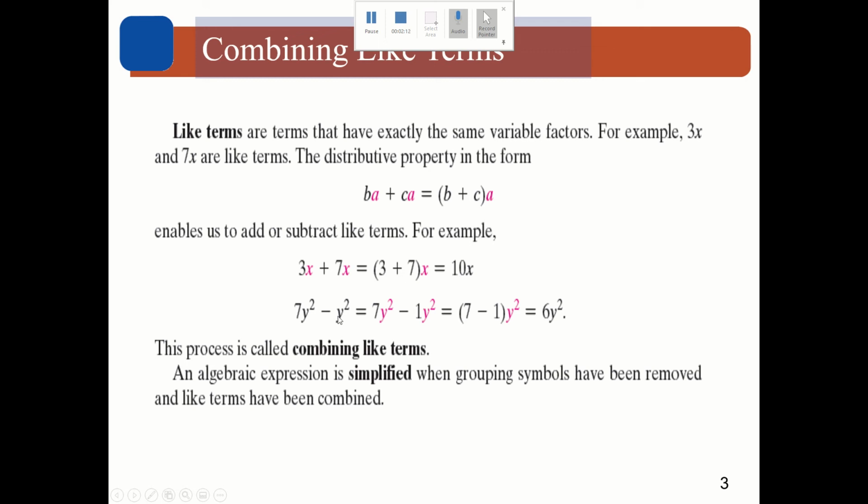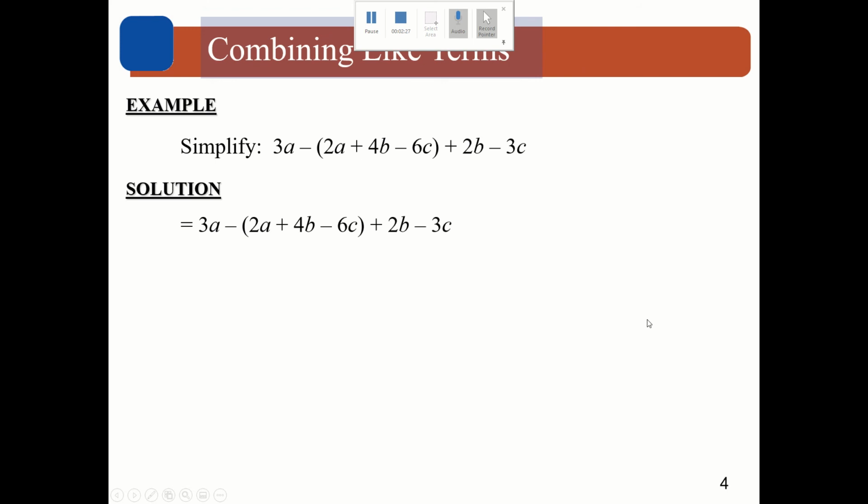Similarly, if we had 7y squared minus 1y squared, if we look at these two terms, they have the exact same variable, and the variable has the exact same exponent, so that means you can add or subtract them, such as 7 minus 1 equals 6y squared. We call this combining like terms. So let's take a look at this big problem. This looks daunting at first because there's a lot of things going on, but when you take it step by step, it shouldn't be that difficult.